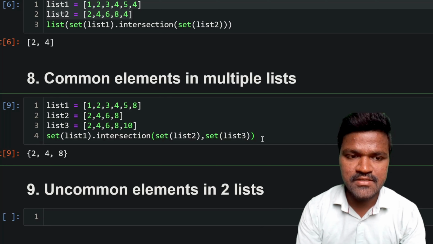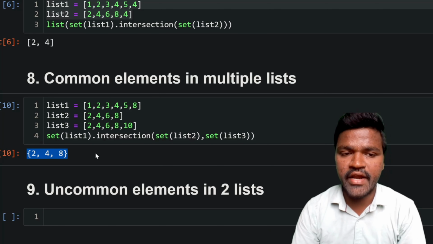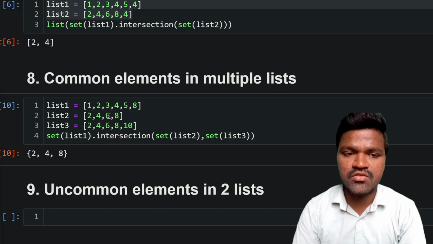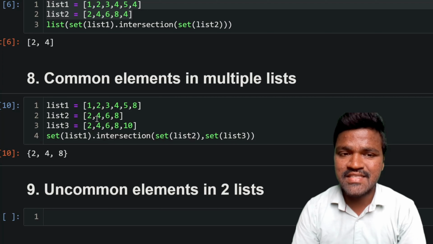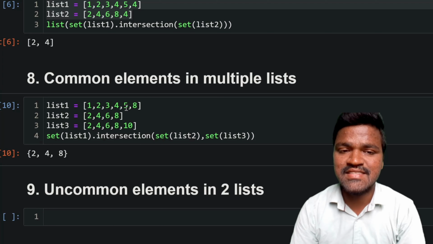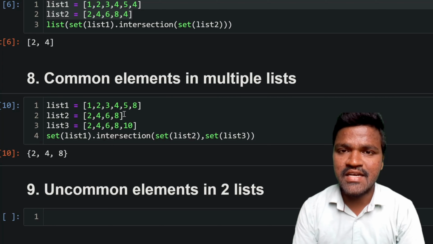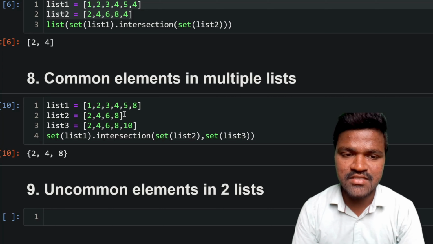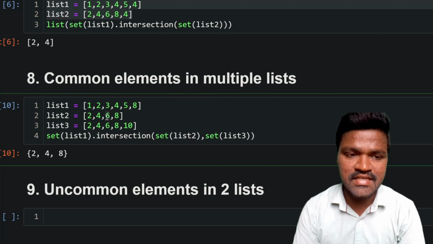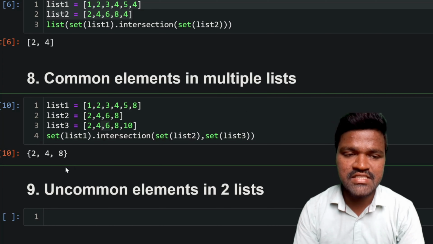So now if I execute this, we are able to see the result we are getting is 2, 4, 8, right? The reason is because we have got 2 in all these 3 lists, and we have got 4 in all these 3 lists, and we have got 8 in all these 3 lists. Apart from that, we don't have any other element that is present in all these 3 lists. Though we have got 6 in list 2 and list 3, we didn't have this 6 in list 1. That is the reason 6 is not coming.